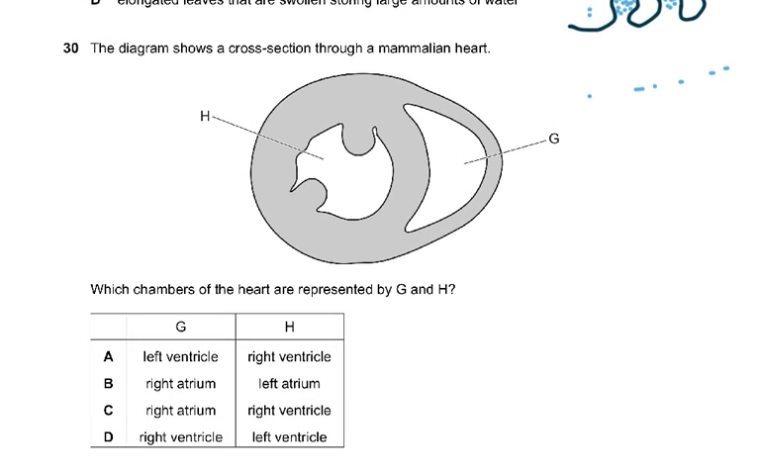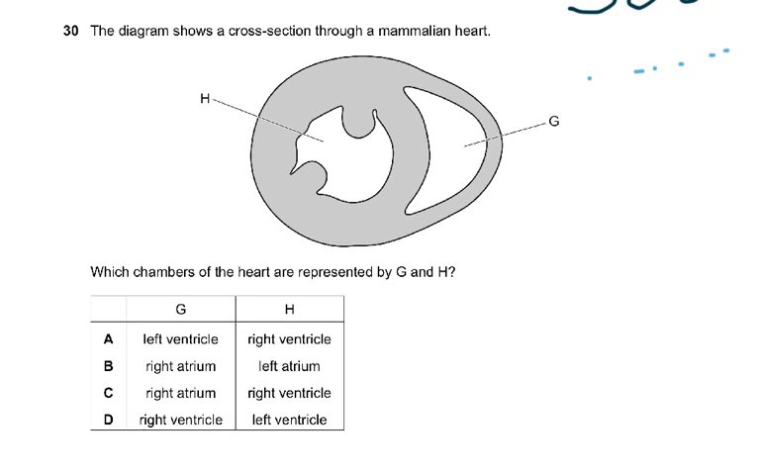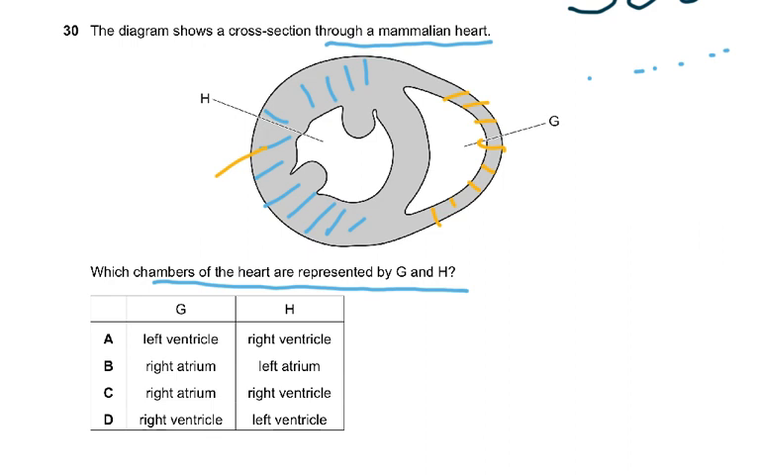Then coming on to question number 30, the diagram shows a section through a mammalian heart. Which chambers of the heart are represented by G and H? Now, I figured this out. As I looked at it, I said, oh my God, this is some difficult question. I look at this and I said, okay, this wall is thicker and this wall is thinner. So I immediately thought this is something to do with the left side. So when you think of it, this is the right side, and this is the left side, because it has a thick wall.